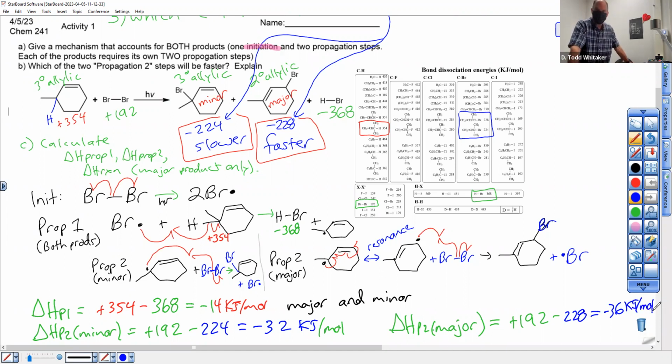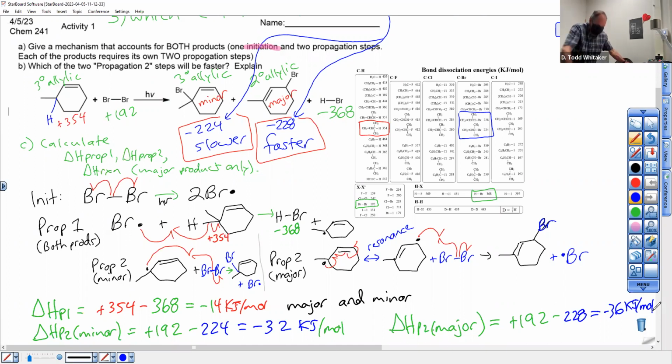That propagation step's faster. And guys, if you're worried about how fast the resonance is happening, resonance happens faster than you can even imagine. As soon as resonance is possible, it's starting to happen, millions of times per second. So if you need either resonance form, it's happening. The one that gives the better product is happening faster.